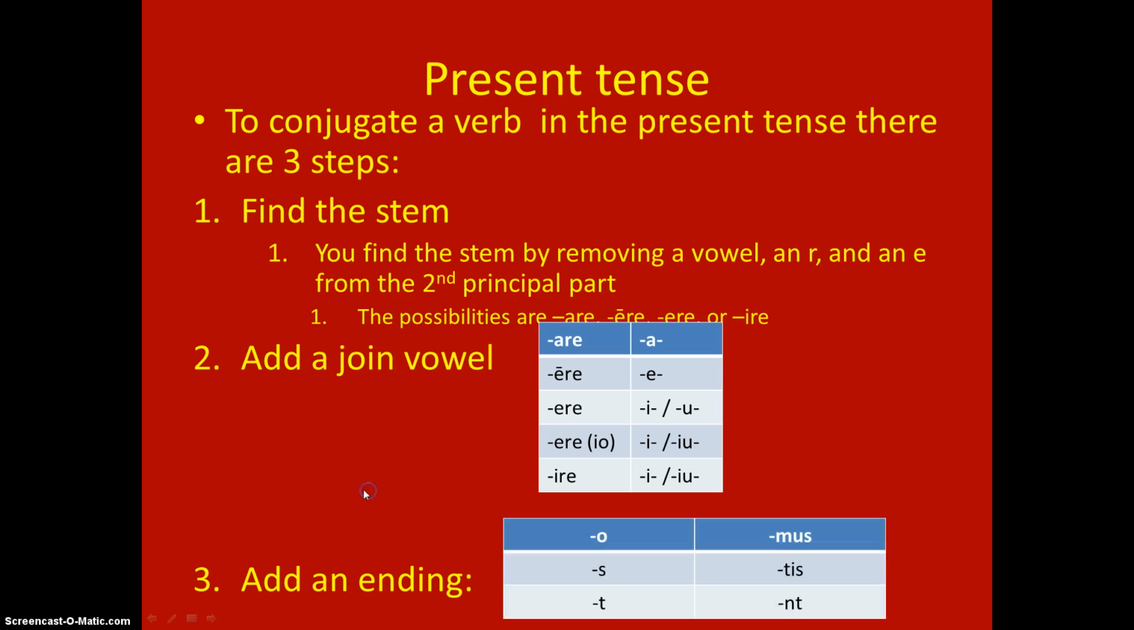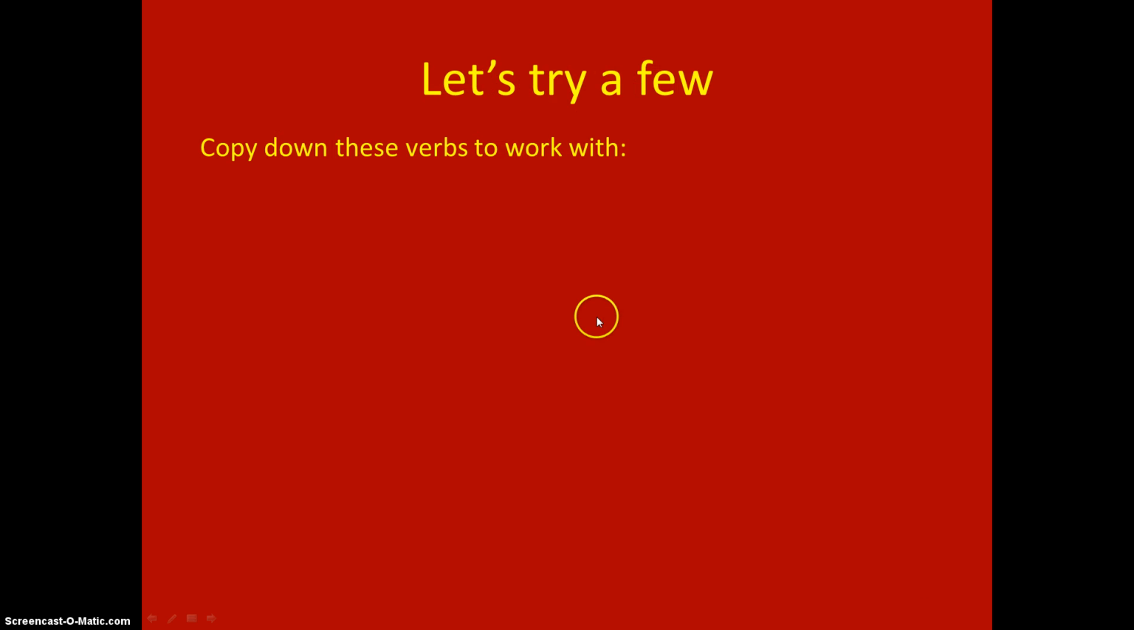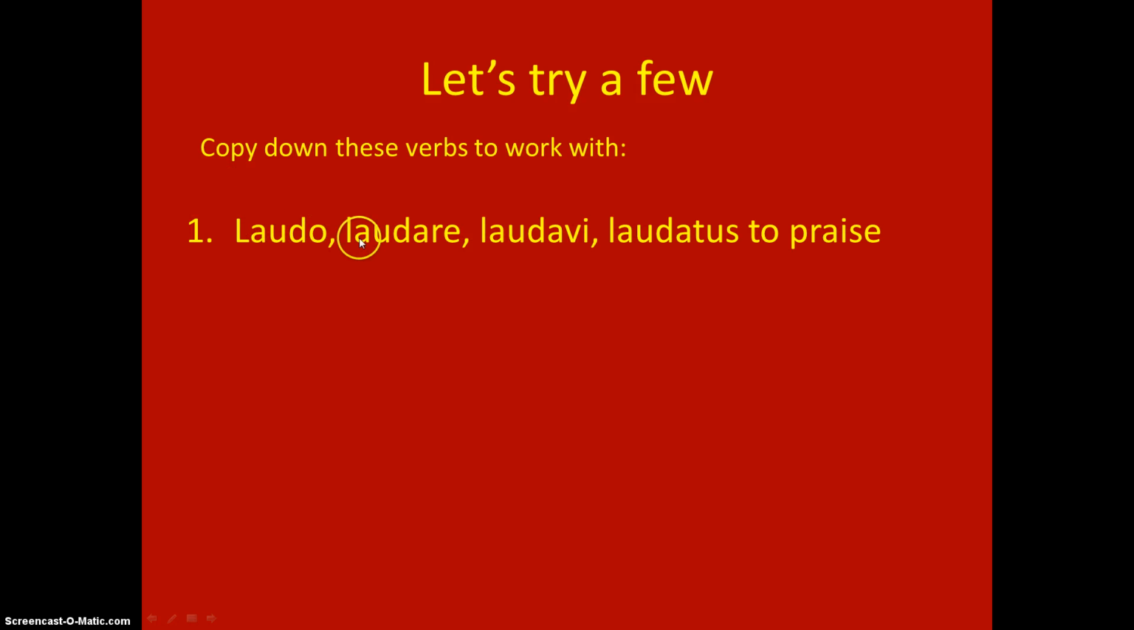Then you'll add an ending. The possible endings are O if you mean I, S for you, T for he, she, or it, MUS for we, TIS for y'all, and NT for they. So, let's copy down a few verbs that we can work with over the next few pages. All right? The verbs you need: laudo, laudare, laudavi, laudatus, which means to praise.